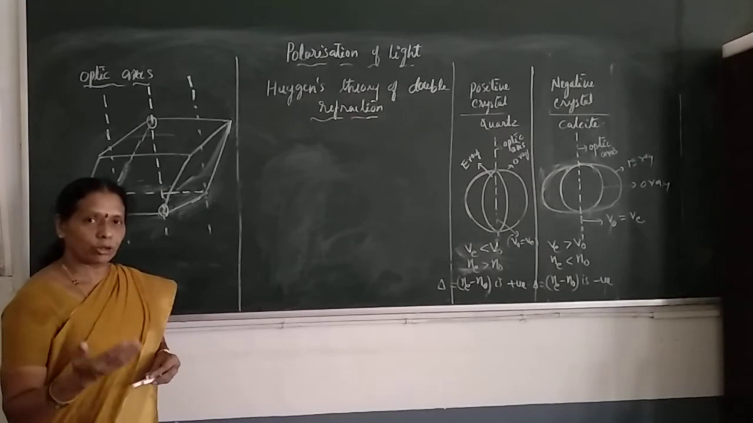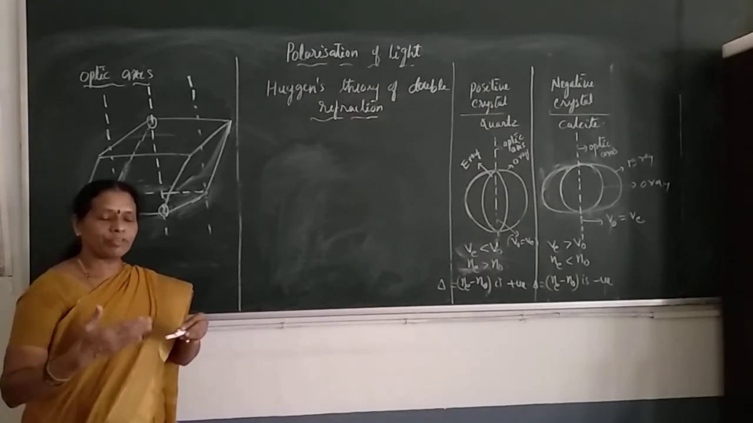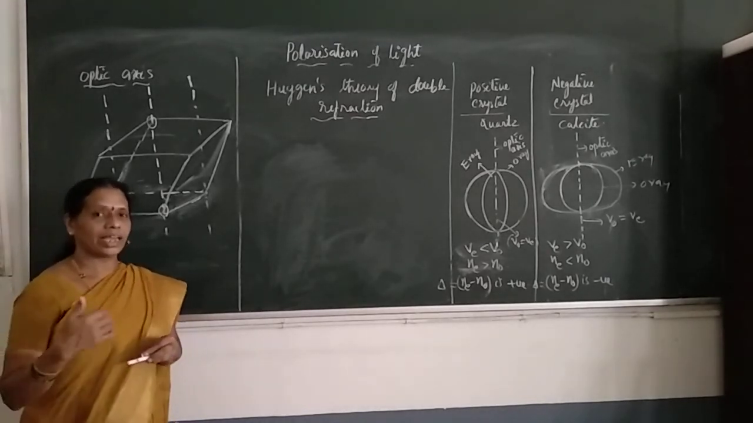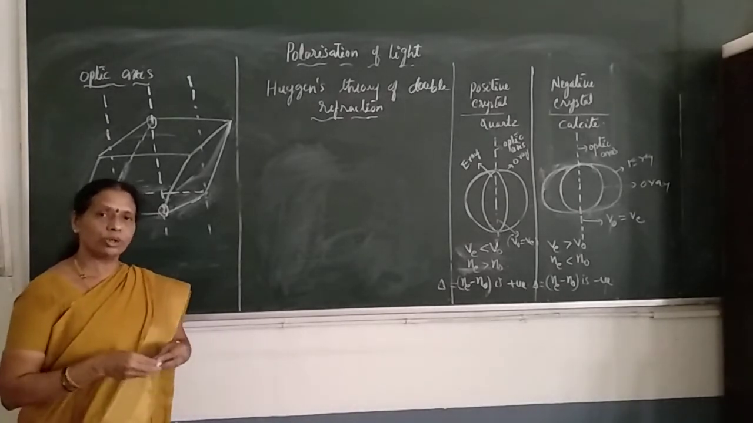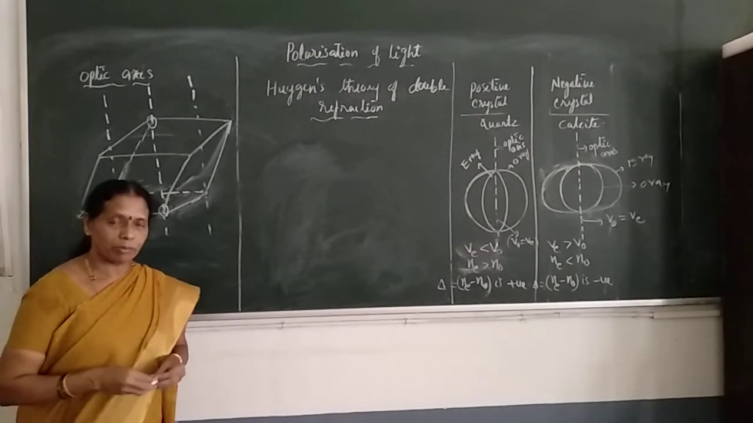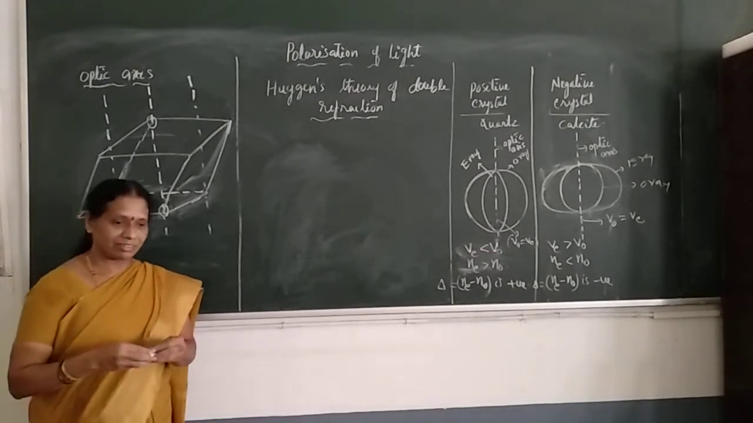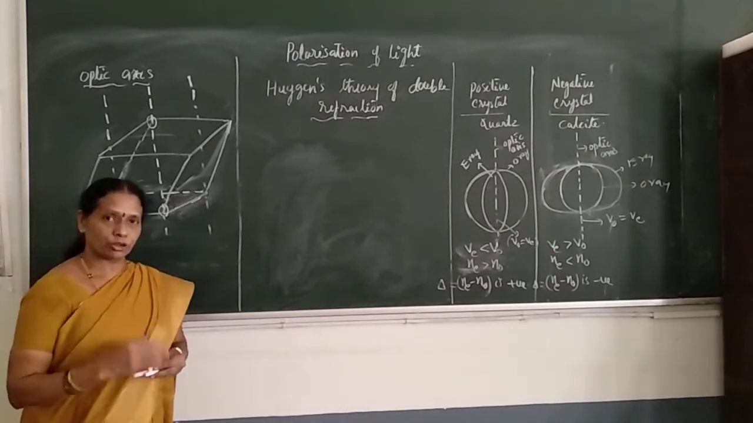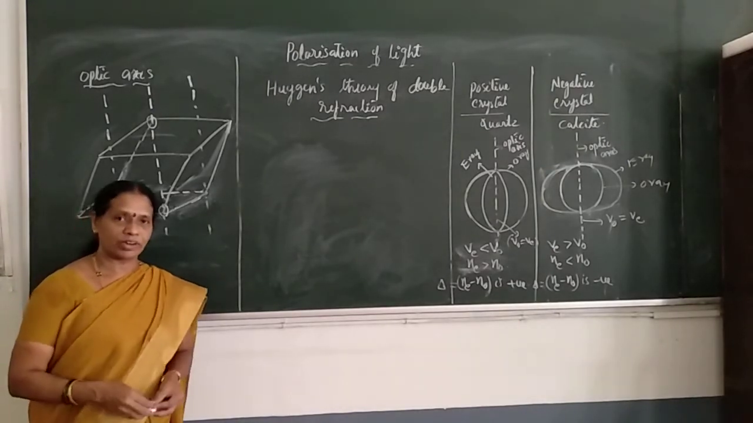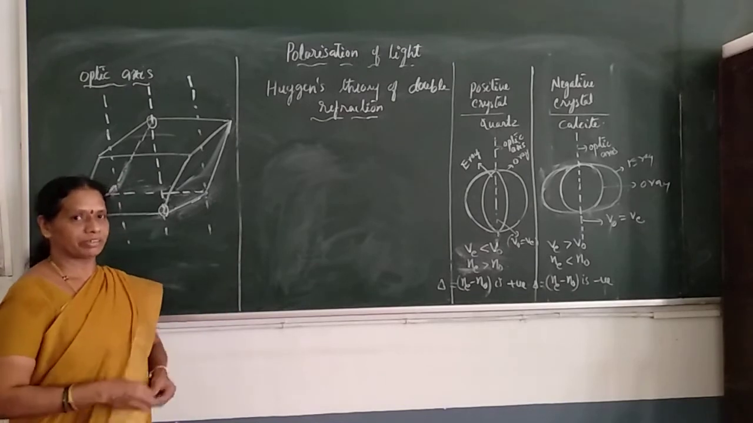What are anisotropic crystals? Crystals having different properties in different directions are anisotropic. Isotropic crystals do not show double refraction. Isotropic means light properties remain the same in all directions or at all the points of that crystal. So anisotropic crystals exhibit double refraction. These things we discussed in the previous class.